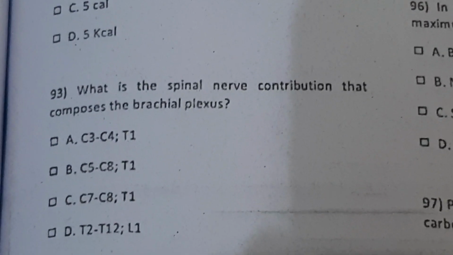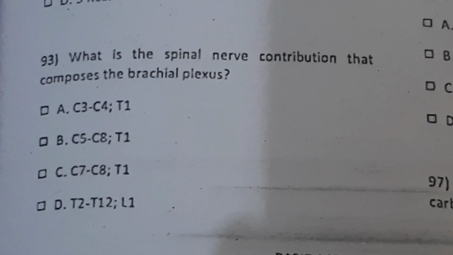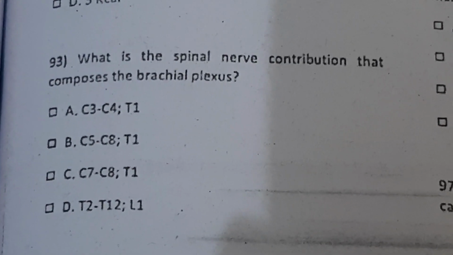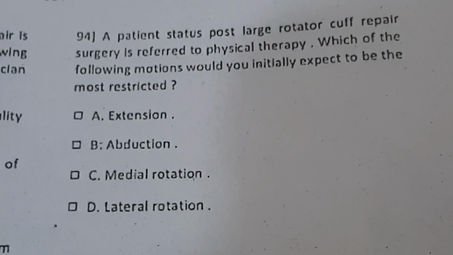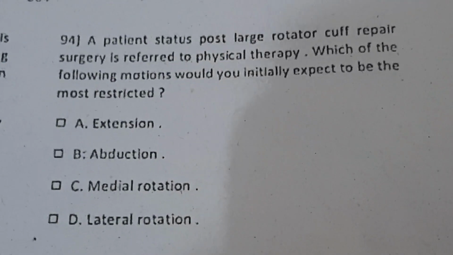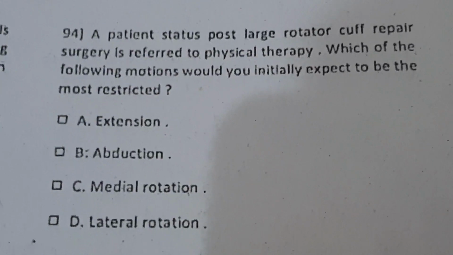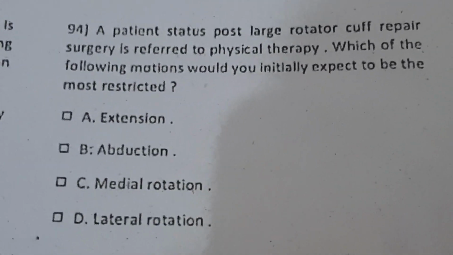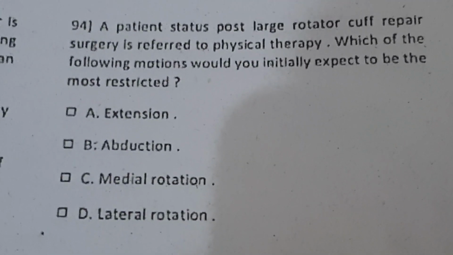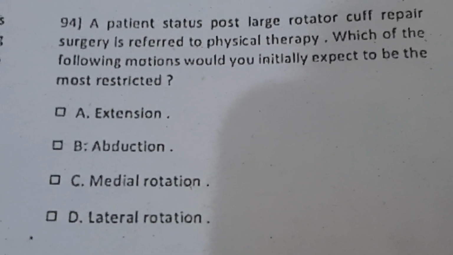What are the spinal nerve contributions that compose the brachial plexus? Option B is correct, C5 to C8, T1. A patient status post large rotator cuff repair surgery is referred to physical therapy. Which of the following motions would you initially expect to be the most restricted? Option D is correct, lateral rotation. Rotation is mostly expected to be the most restricted motion.